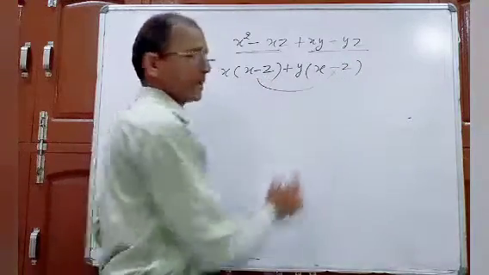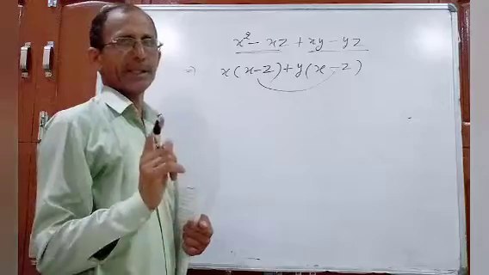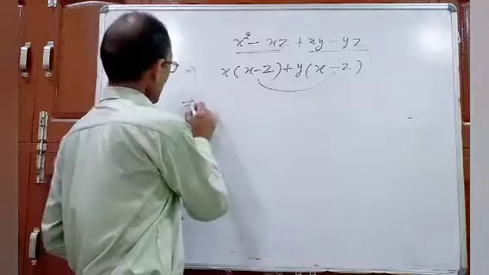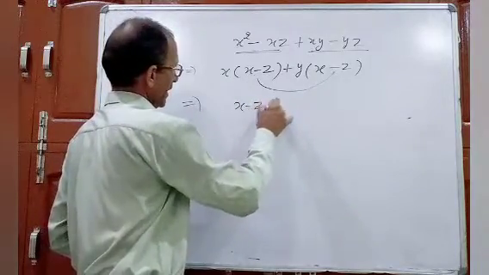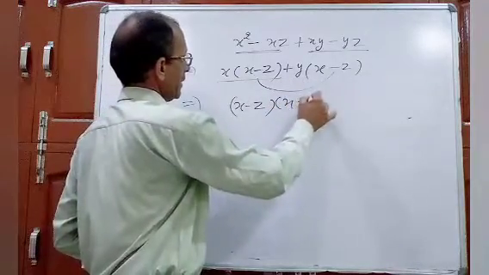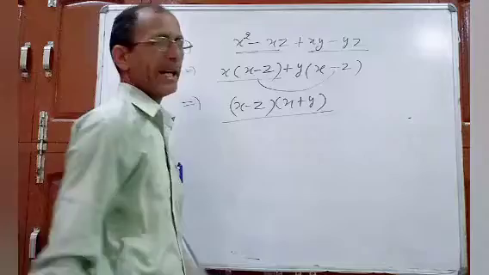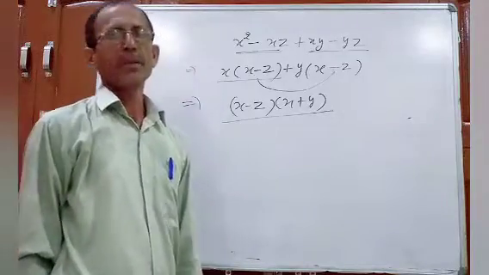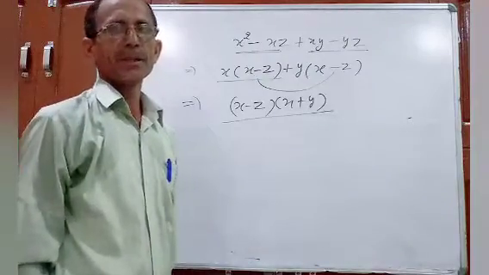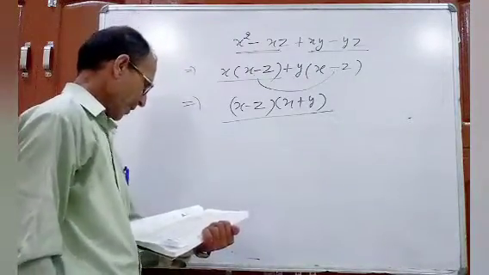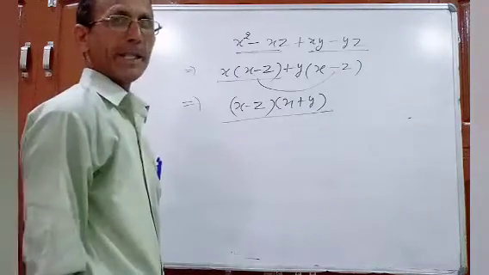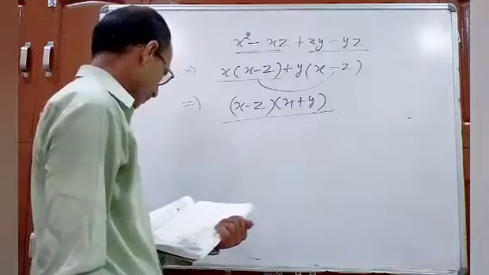I told you these both should be the same. If these are not the same, there is some mistake. Now again, what is common? x minus z. I have taken x minus z common. In this what is left? x, and in this one y. So x minus z and x plus y are the factors of this given expression. Understood? Okay.